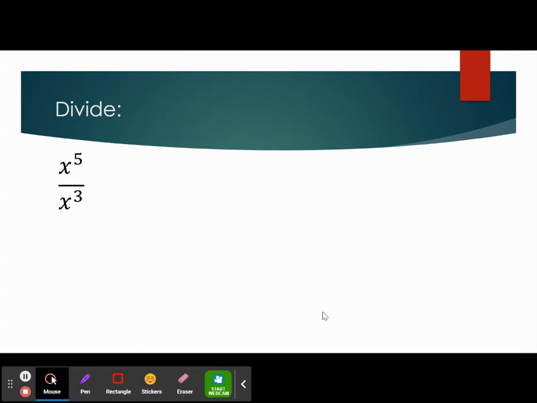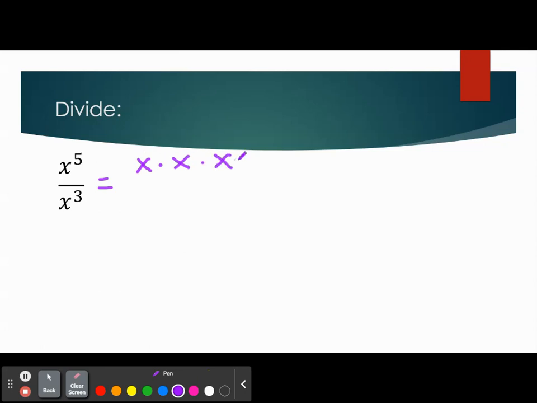Now, what does x to the 5th mean to do again? X times x times x times x times x. And that's divided by x to the 3rd. What's x to the 3rd? X times x times x. Okay, like that right there.